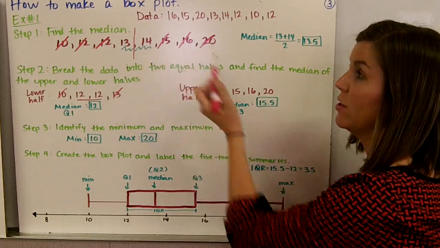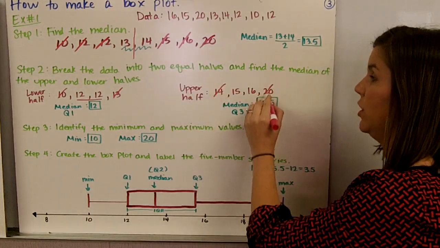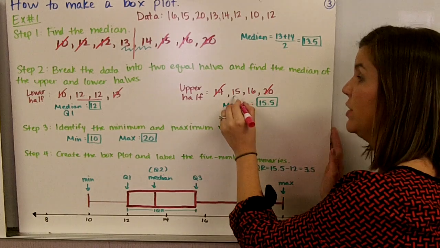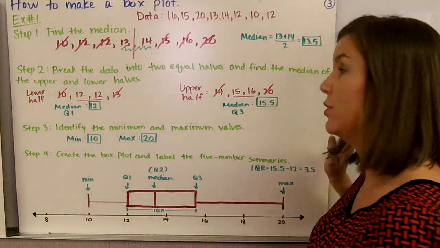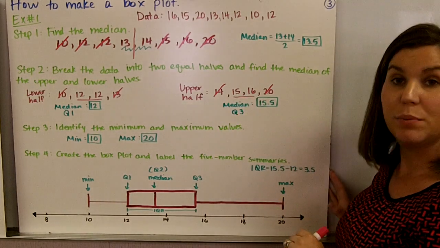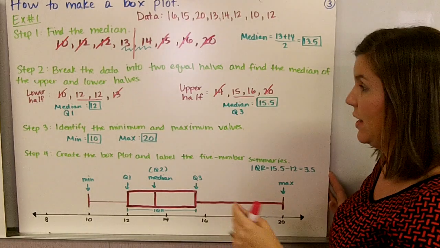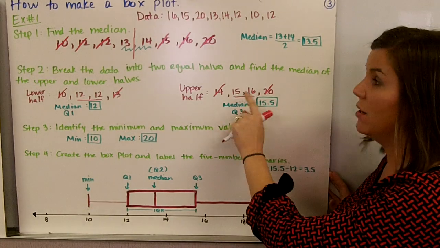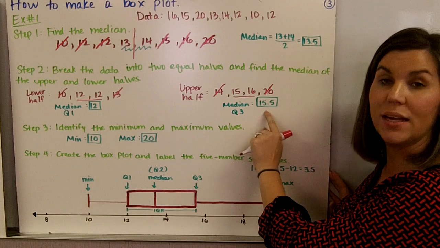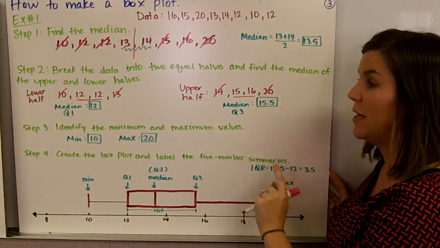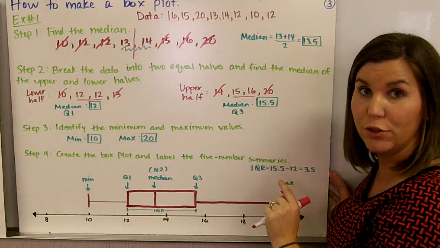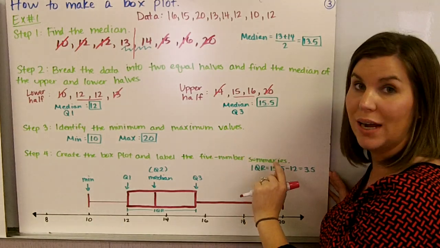The upper half, so here's our data. We're going to mark off a low and a high until we reach the middle value, or the 2 middle values. 15 plus 16 is 31 divided by 2, because we're finding the mean of these values. And we get 15.5 as our median. This is the value for Q3, the upper quartile.